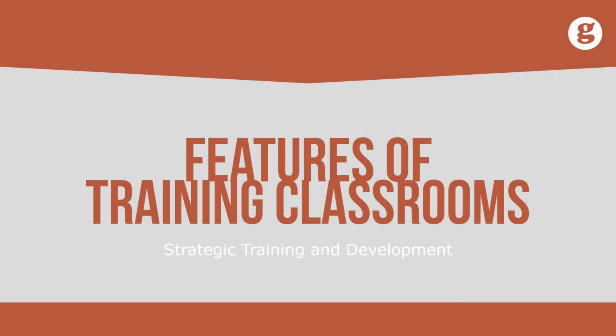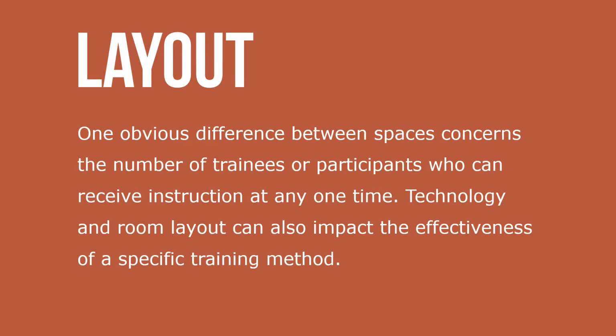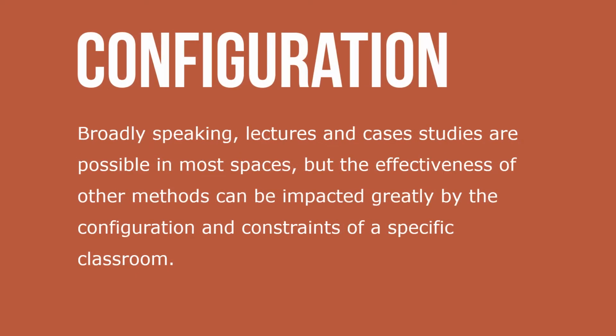Let's take a look at features of training classrooms. A useful but often overlooked consideration in training design and implementation is the configuration of the physical learning space. The obvious difference between spaces concerns the number of trainees or participants who can receive instruction at any one time. Technology and room layout can also impact the effectiveness of a specific training method.